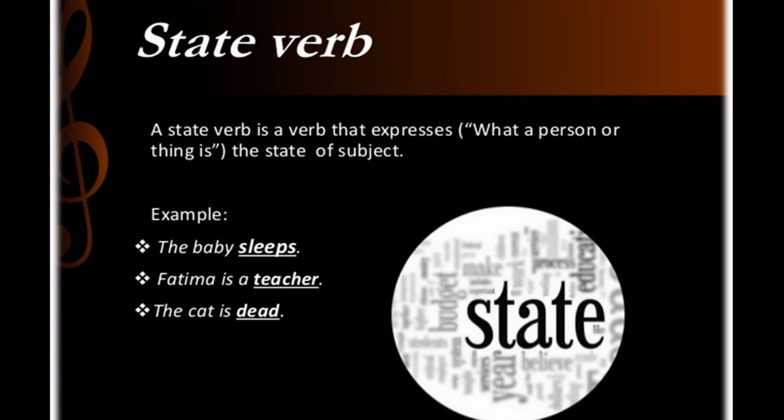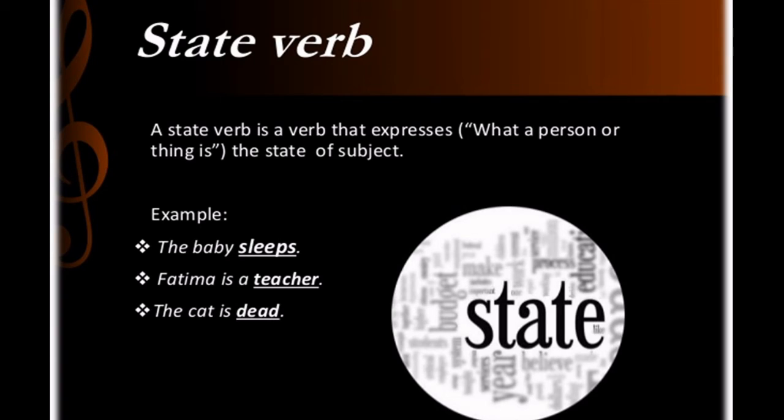So this was it about action verb. Now we will read about state verb. What is the state verb? A state verb is a verb that expresses what a person or thing is, the state of a subject. Now, in action verb, there was a condition that there should be some physical activity. But in state verb, it's not compulsory that you should have any physical activity. It expresses the state of the subject.